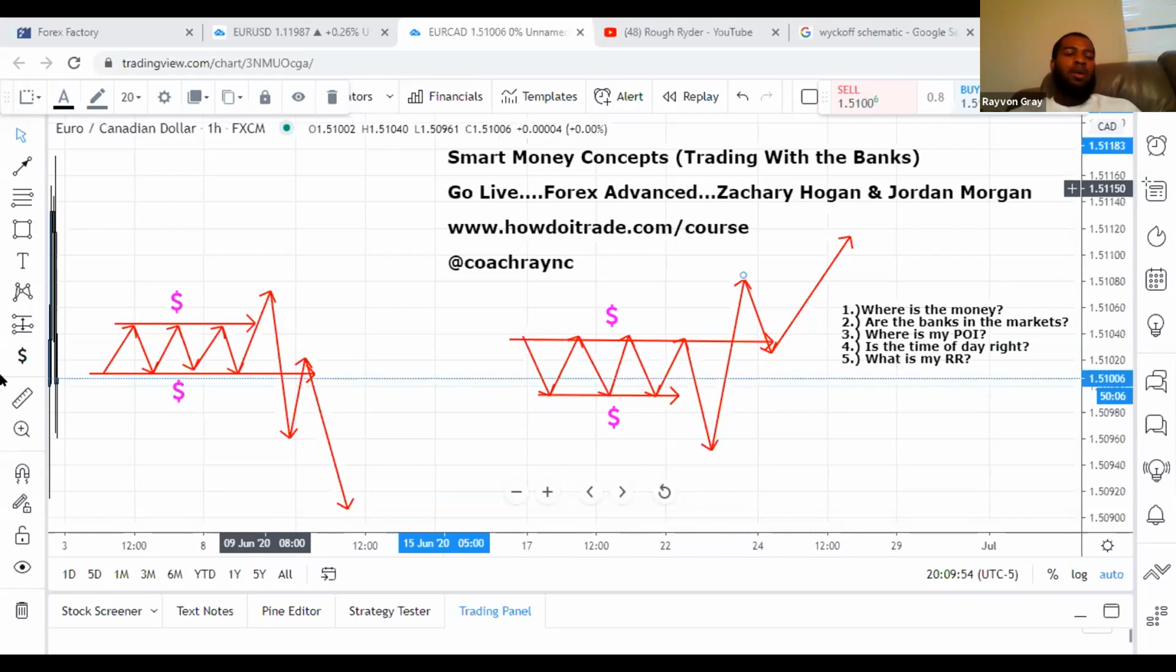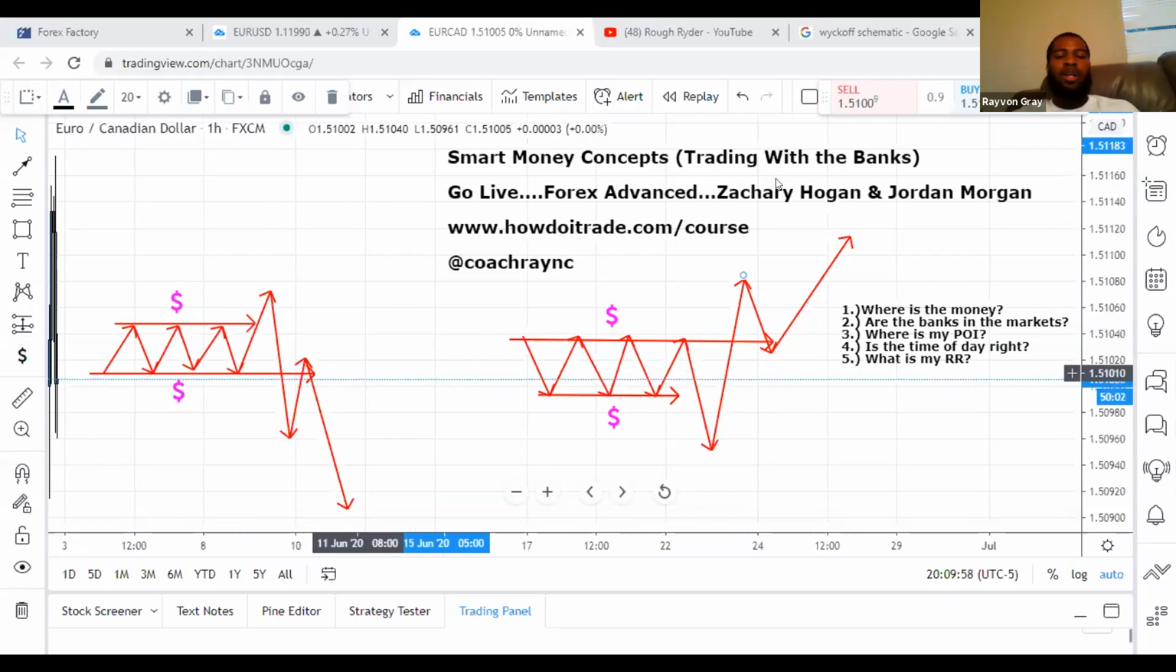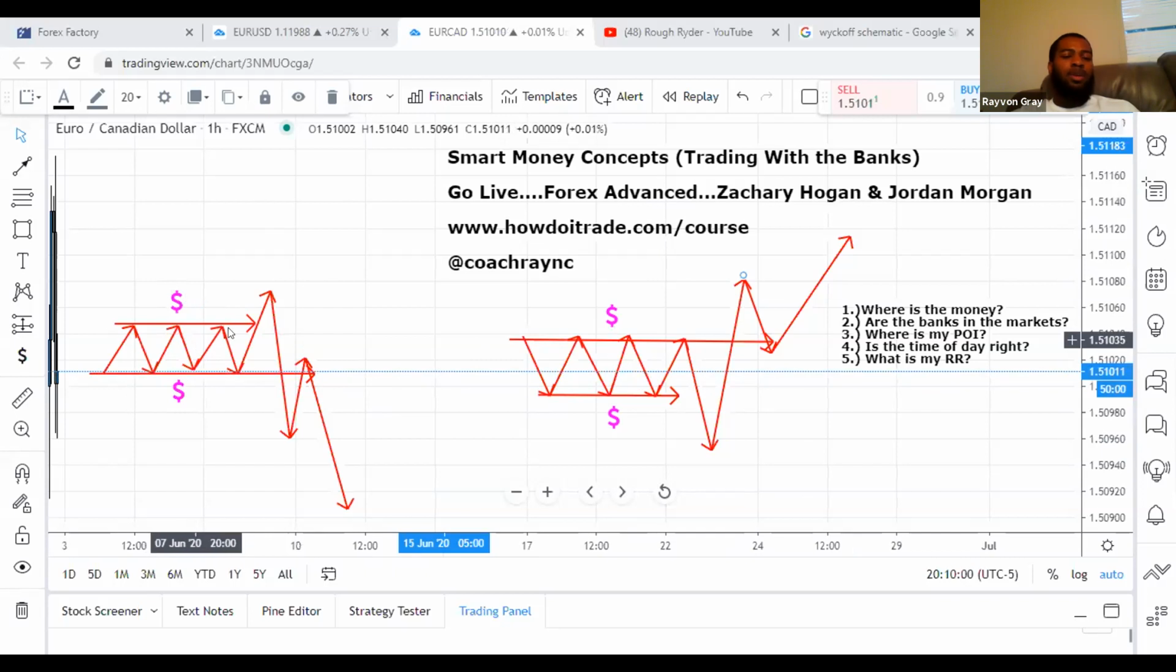So these two diagrams that I have right here, y'all can write it down, screenshot it, whatever y'all need to do. You need to plant this in your mind, right? Because the faster that you can see this, the faster that you can become more profitable in the market.